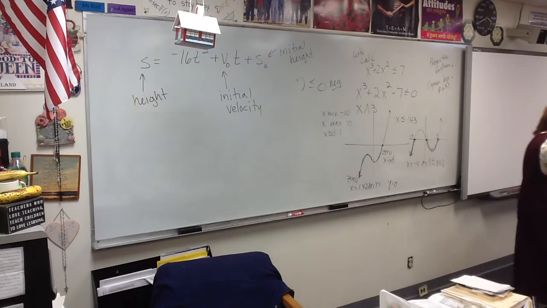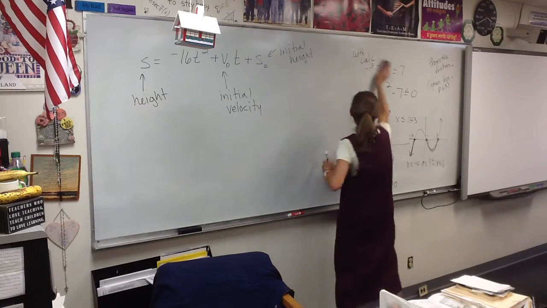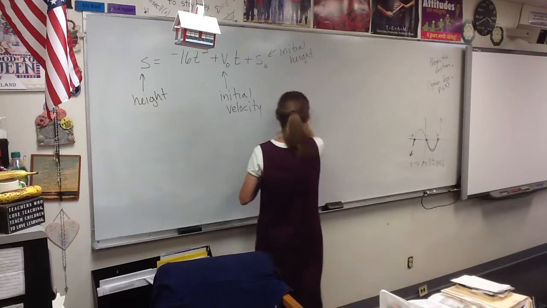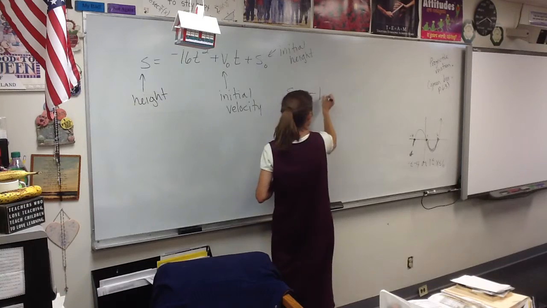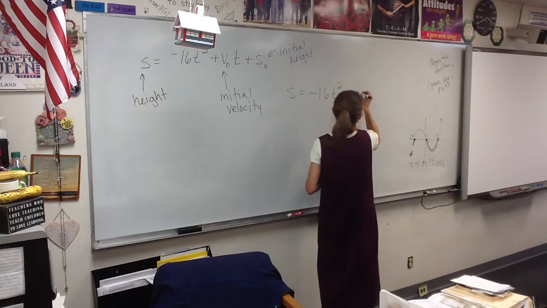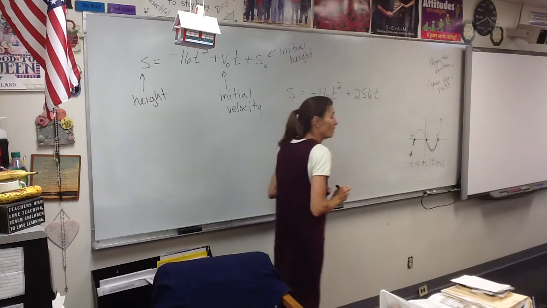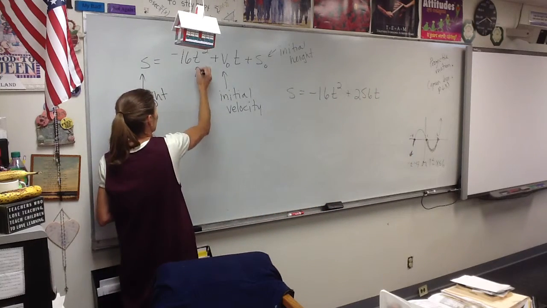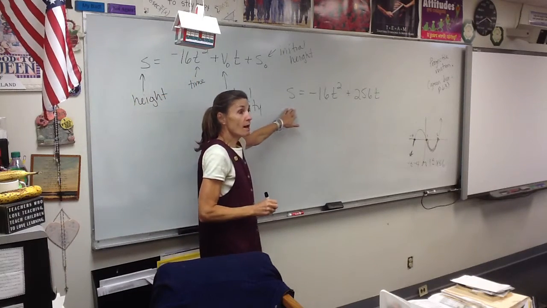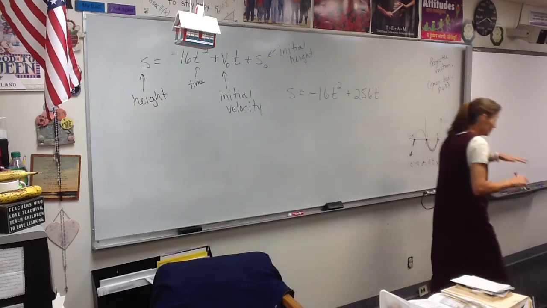Tell me the formula I'm going to be using for this problem. What is my equation for this problem? What's it going to be? S equals negative 16t squared. That doesn't change. Plus 256t plus 0. Oh, by the way, I forgot to tell you, what do you think T stands for? That's your time, yeah. So there's my equation that's applicable to this problem. Is everybody okay? All right.